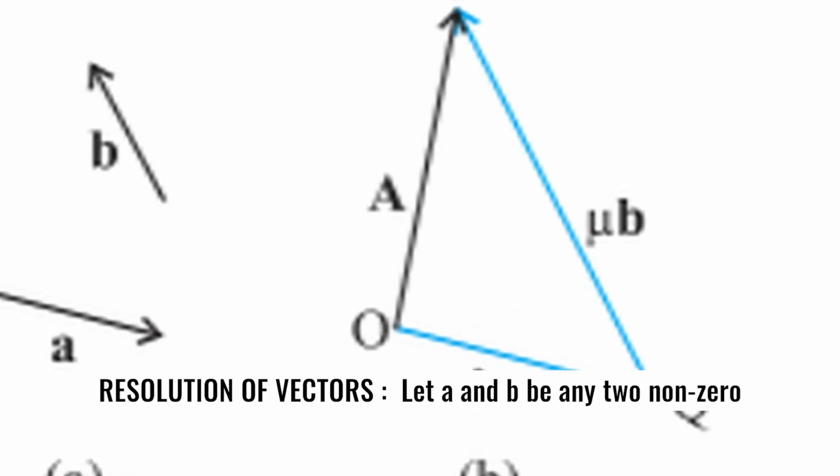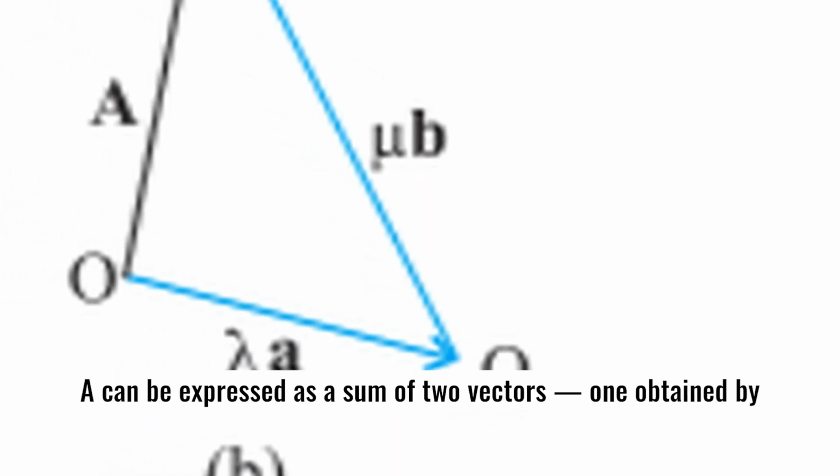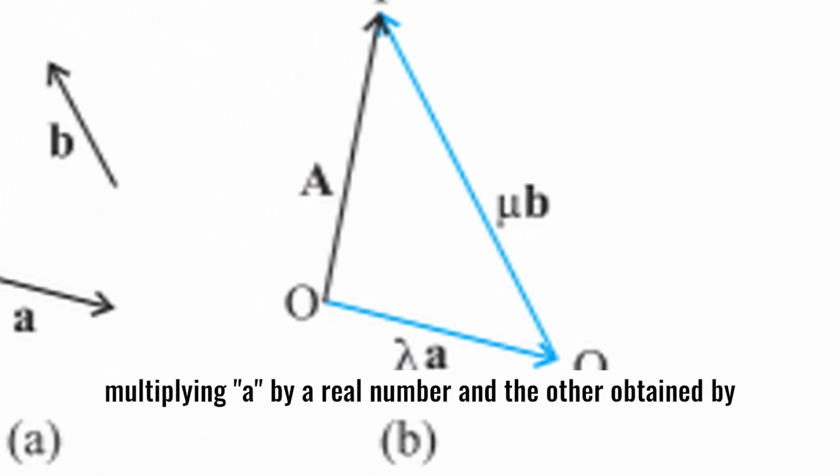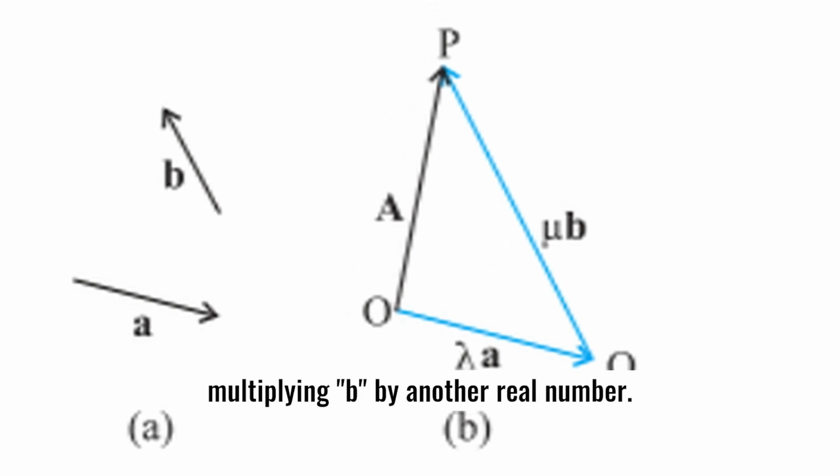Resolution of vectors. Let A and B be any two non-zero vectors in a plane with different directions, and let R be another vector in the same plane, as shown in the figure. It can be expressed as a sum of two vectors, one obtained by multiplying A by a real number, and the other obtained by multiplying B by another real number.